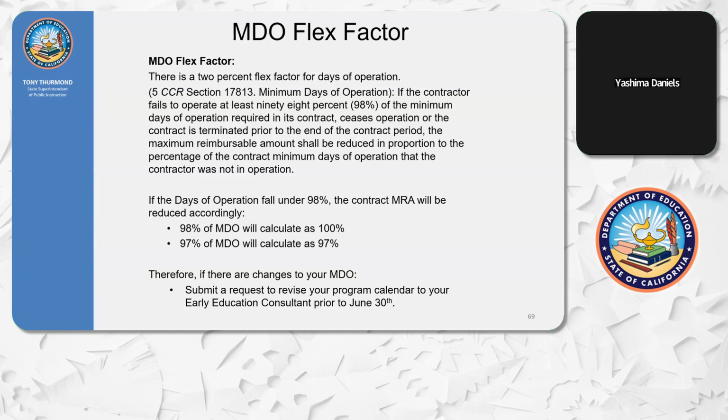So what that means, looking at our second example here, is that if the days of operation fall under 98%, the contract MRA will be reduced accordingly. If your percentage is 98% of the MDO, it will calculate as 100%, as the 2% flex factor will be added to that 98%. If you are operating 97% of the MDO, it will calculate as 97%, as the flex factor is not applied if under 98%. Therefore, if there are changes that need to be made to your MDO, it is very important that you submit the request to revise your program calendar to your early education consultant prior to June 30th of that fiscal year.